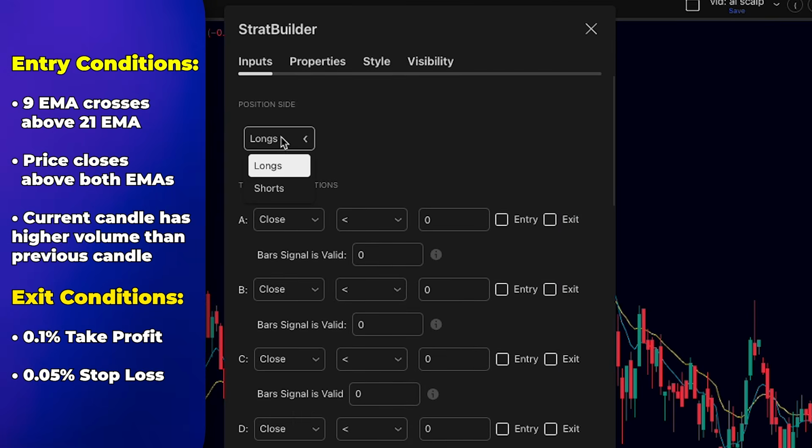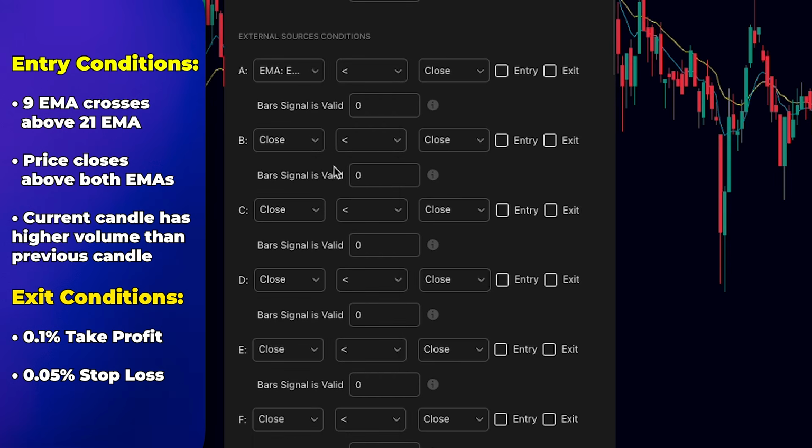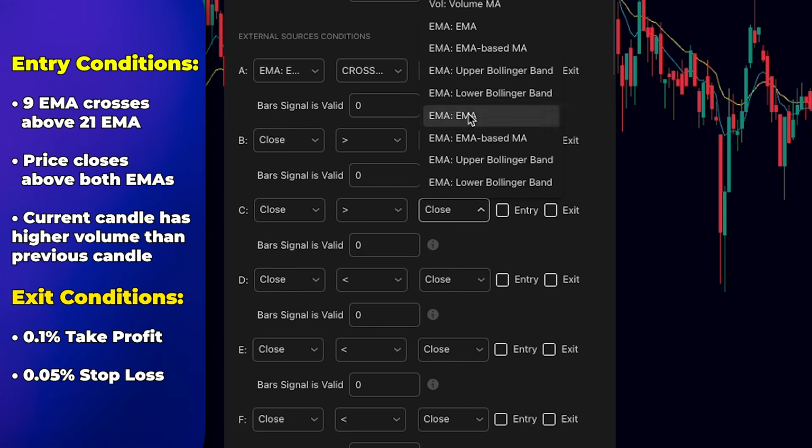First, let's make sure position side is set to longs. Then come down here and select EMA 9 crossover EMA 21 and click entry. Then we'll do close is greater than EMA 9 and click entry. Then we'll do close greater than EMA 21 and click entry.